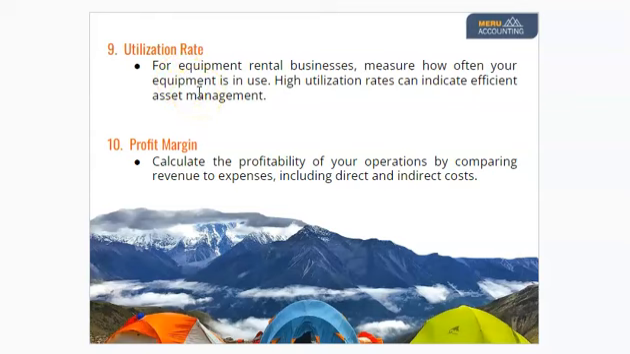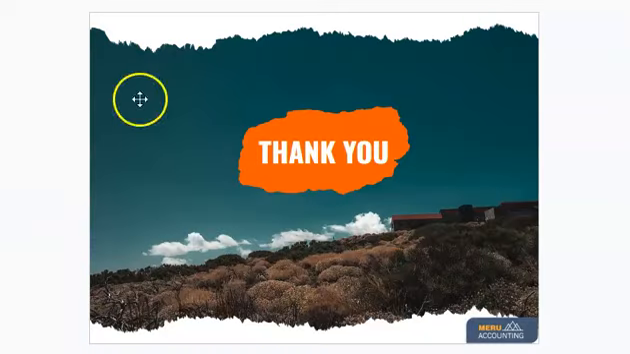Utilization rate. This indicator will measure how often your equipment is used. If there is a high utilization rate, that can indicate the effectiveness of your asset management. Lastly, profit margin indicator. This indicator will calculate the profitability of your operations by comparing the revenue to your expenses, how much revenue you are having and how much expenses you are incurring, and this will include the direct and indirect costs of your business.